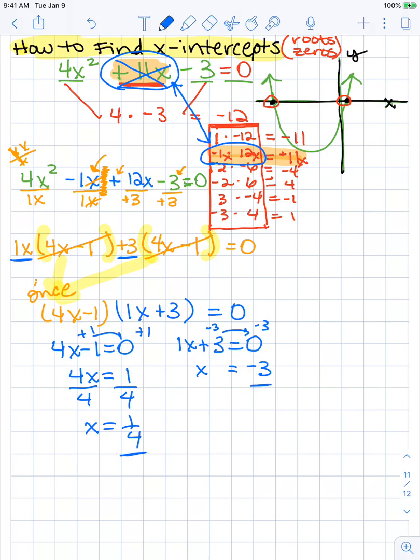So these are my two zeros or intercepts. So if I go up here and look at my picture, this is right here, this is negative 3, and this one right here is 1/4, or the points would be negative 3, 0, and 1/4, 0.